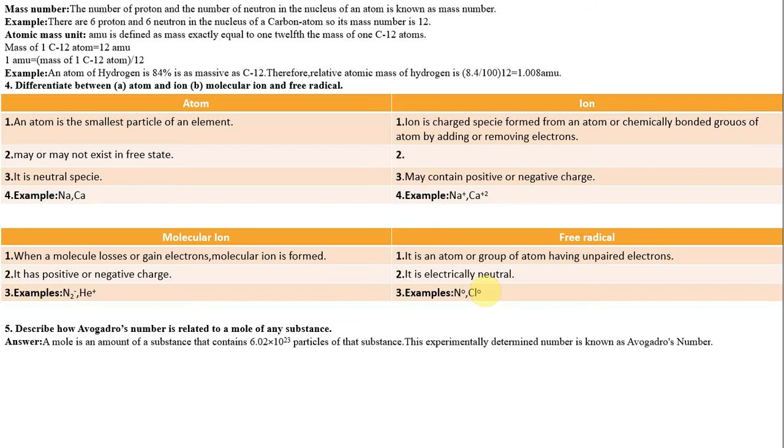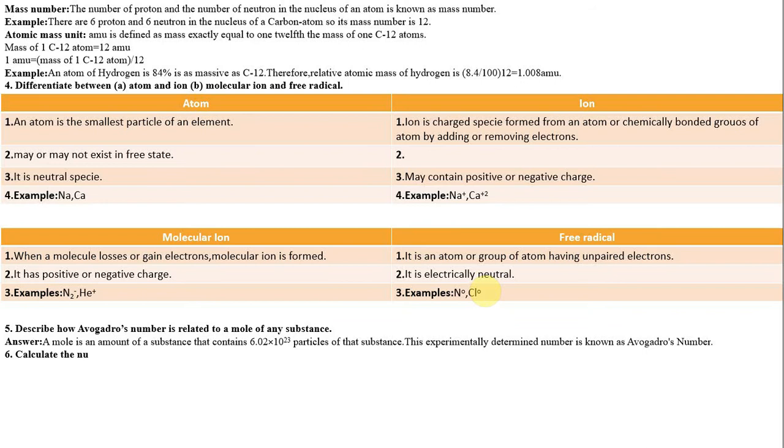ये मोल क्या है? It is amount of substance that contains 6.02 into 10 raised to the power 23 particles. मतलब जब हमारे पास कोई सब्सटेंस मौजूद है और उसके अंदर 6.02 into 10 raised to the power 23 पार्टिकल्स मौजूद हैं, तो वो जो हमारे पास हम टर्म यूज करेंगे फॉर रिप्रेजेंटिंग ऑफ दैट पार्टिकल वो क्या है? मोल. और ये जो हमारे पास ये जो नंबर आया 6.02 into 10 raised to the power 23, हम इसे क्या कहते हैं? Avogadro's number.